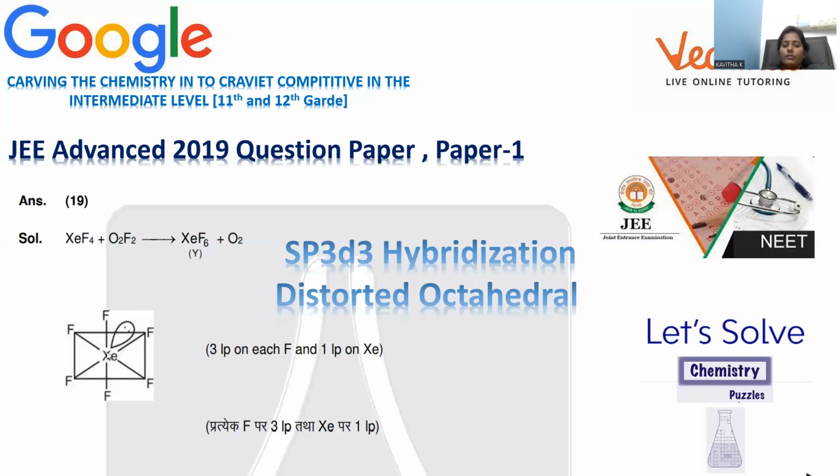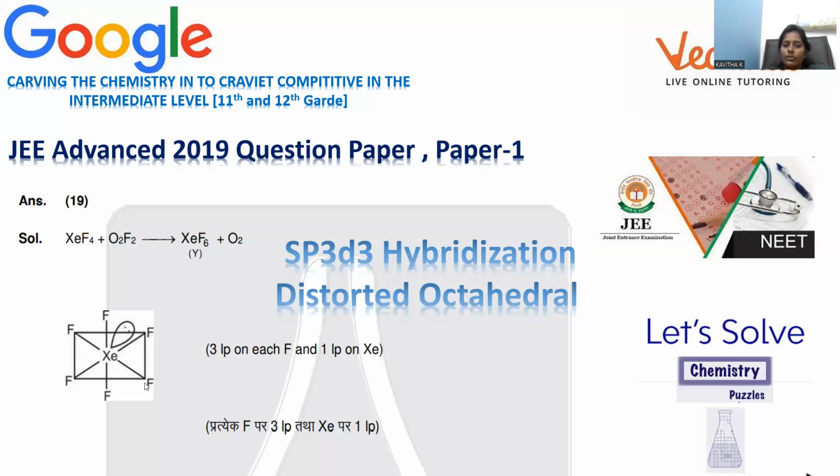So what we have to do is identify the lone pairs of electrons. 3, 3 plus 3, 6. 6 plus 3, 9. 9 plus 3, 12. 12 plus 3, 15. 15 plus 3, 18. 18, and 1 is there on the xenon. So that is 19 in total. 19 total lone pairs of electrons are present. So lone pairs are 19.